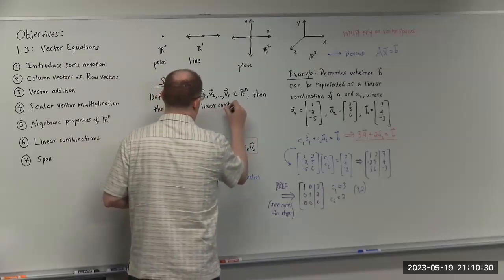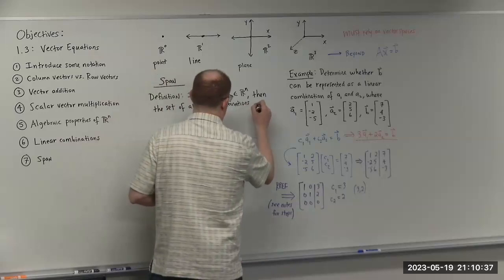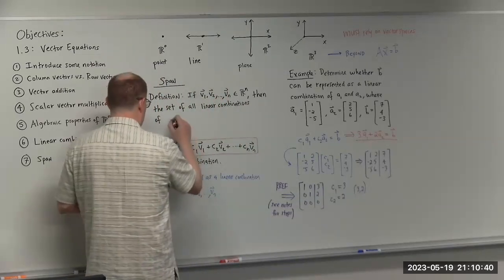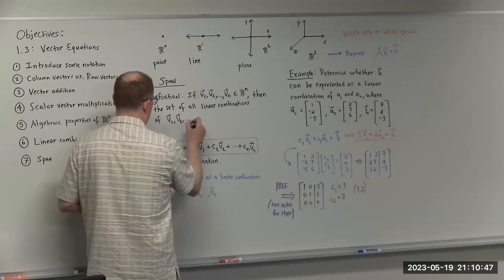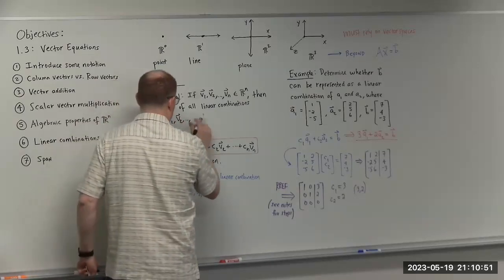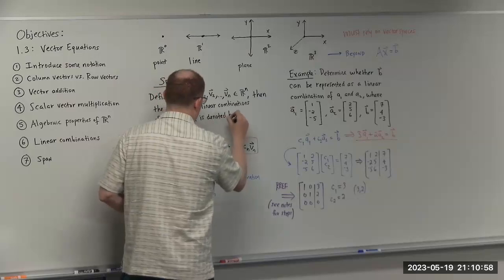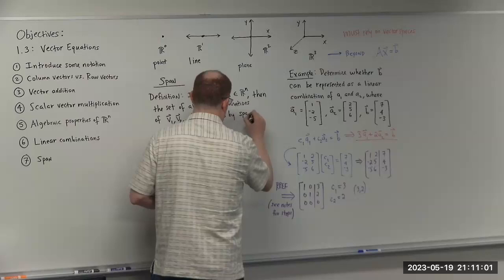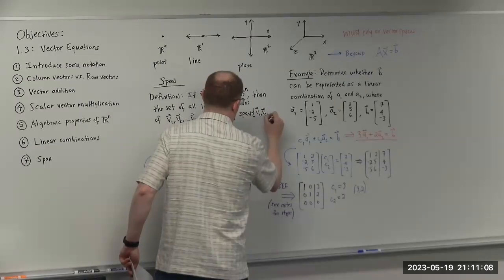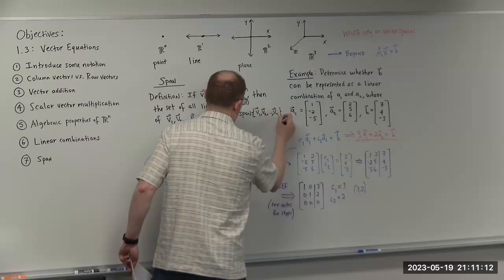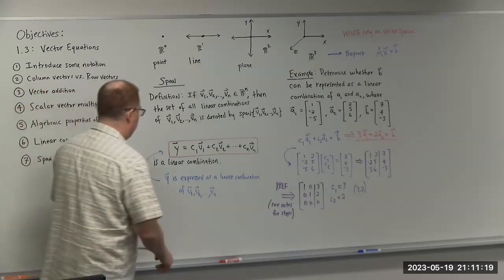the set of all linear combinations of v1, v2, v sub n is denoted by the span, or I can just write span of v1, v2, v sub n. Right. So that's the idea of the span.